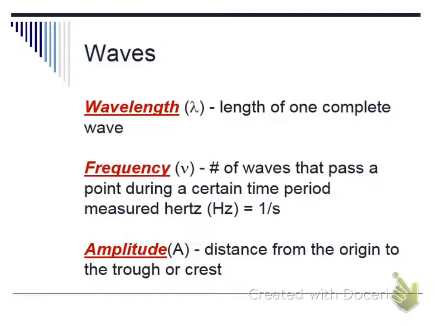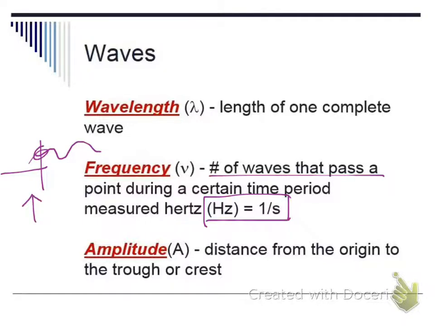We measure frequency in something called hertz. It's 1 per second, and it's the number of waves that pass during a certain period of time. So kind of think of a pier. We've got a pier, and the waves are coming, and the frequency is how often those waves are hitting that pier. So that's a way to think of that. Now you see why I don't teach art.